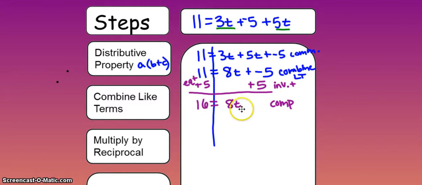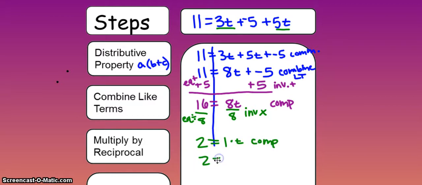16 equals 8 times t. It's just a one step now. So we're going to divide both sides by 8. On this side it's our inverse property of multiplying. The other side it's our equality property of division. 16 divided by 8 we get 2 equals 8 divided by 8 is 1. So 1 times t. That's compute. And finally we get 2 equals t because of our identity property of multiplication.